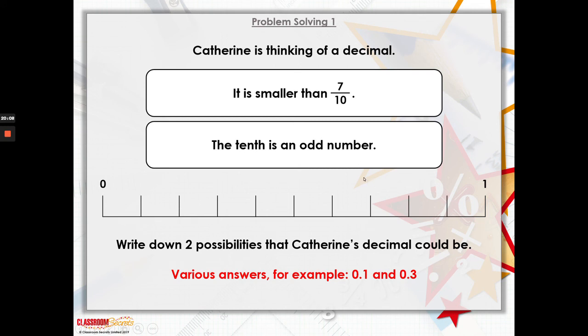Which other one could you have? That's right, you can also have 0.5 or 5/10, because 5 is an odd number, and 5/10 is still smaller than 7/10. So you could have 0.1, 0.3, or 0.5. Remember, it says Catherine is thinking of a decimal, so it has to be in its decimal form. Well done if you got 0.1, 0.3, or 0.5.